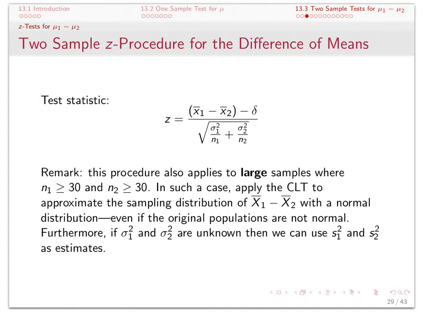Now it's worth remembering that this procedure should also apply to large samples so long as n1 and n2 are both greater than or equal to 30. In such a case, we'll apply the central limit theorem to approximate the sampling distribution of x1 bar minus x2 bar with a normal distribution, even if our original populations are not normal. Furthermore, if sigma 1 squared and sigma 2 squared are unknown, then we'll use the sample variances s1 squared and s2 squared as estimates for sigma 1 squared and sigma 2 squared in the test statistic formula above.